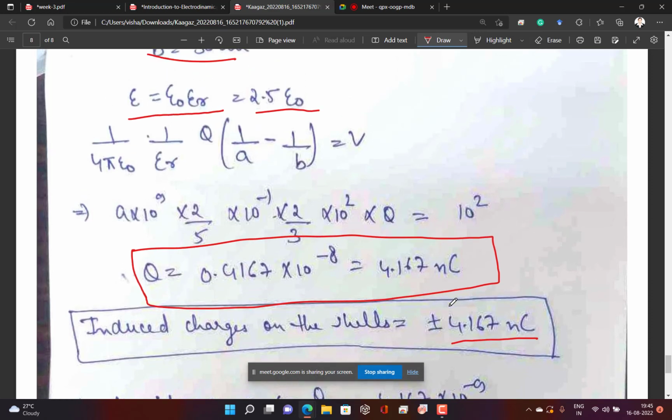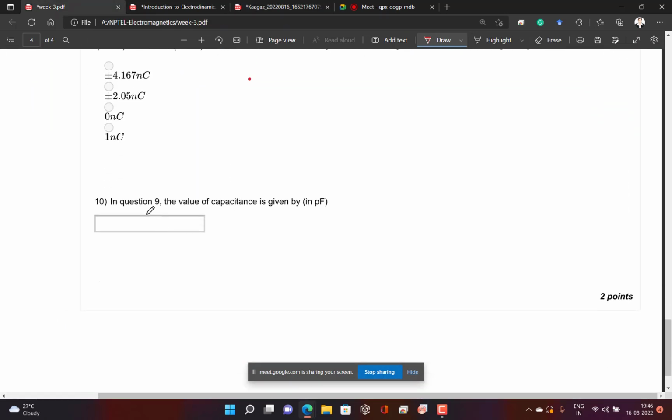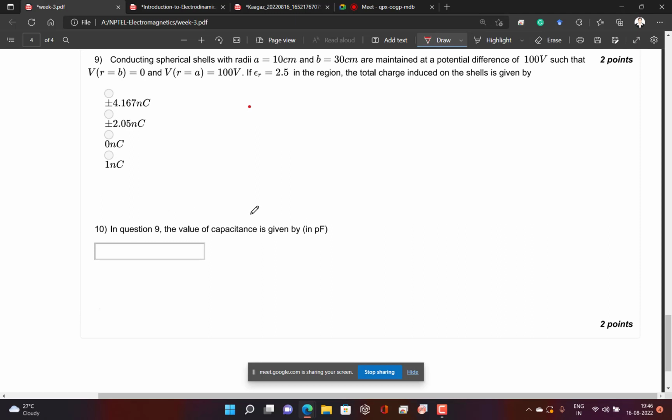No? Okay. So question number 10. In question 9, the value of capacitance is asked. So now it's two spherical shells, so there will be a value of capacitance, isn't it? So can someone tell me how to solve for the value of capacitance?